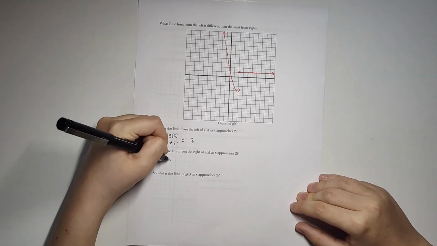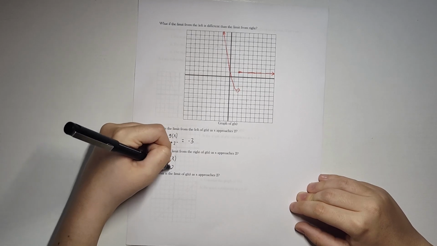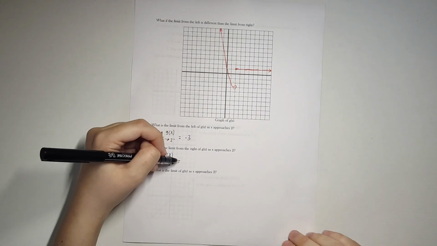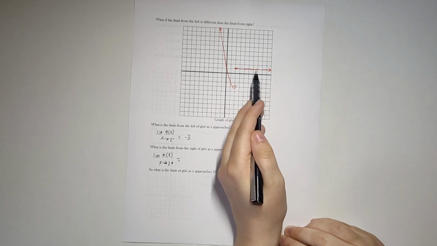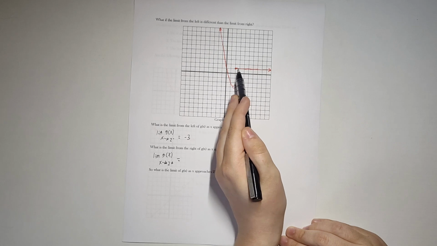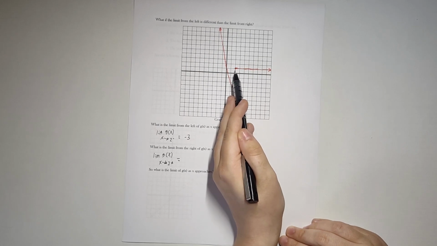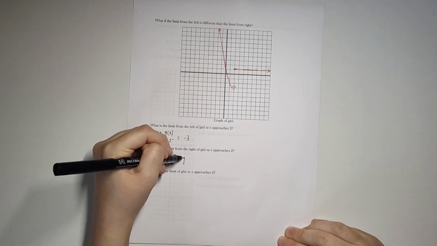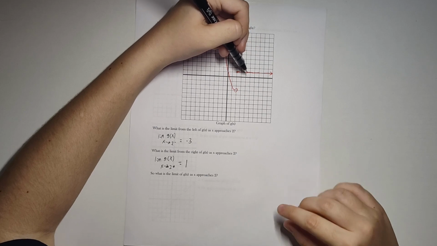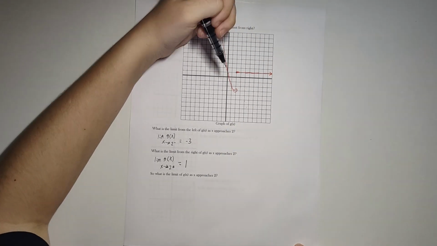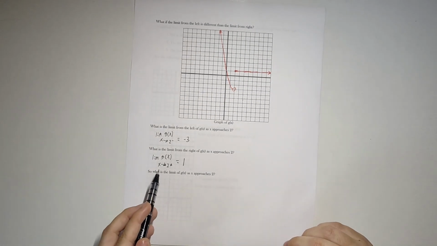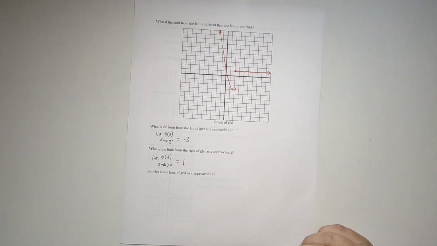Okay, what about from the right? Well, the limit of g of x as x approaches 2 from the right is equal to, closer and closer we get to x equals 2, starting from the right, we get closer and closer to y equals 1. Now, even though we already are at y equals 1, we still say that we are approaching y equals 1 here as we approach 2 from the right. So the limit of g of x as x approaches 2 from the right would be equal to 1.